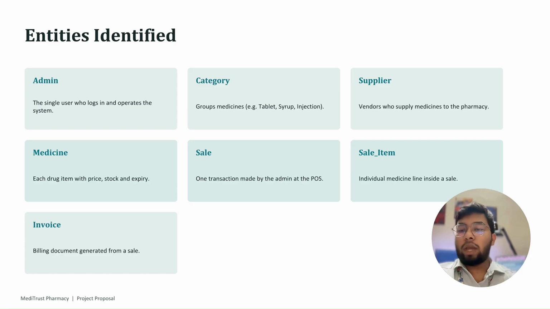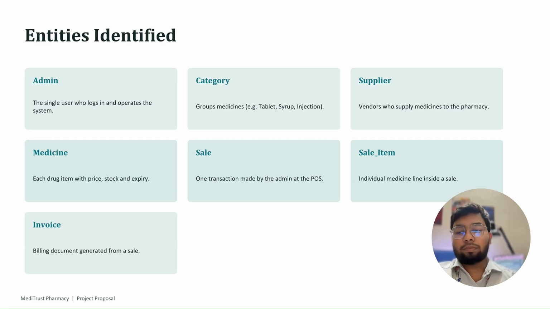From our analysis, we identified seven main entities. The admin entity stores users who can log into and operate the system. Then next, the category entity stores medicine categories such as tablets, syrup, and injection. Then we can also see the supplier entity, which contains information about the vendor who actually provides the medicines.